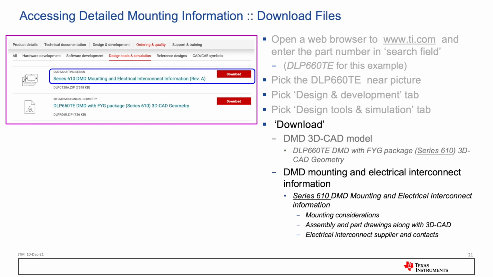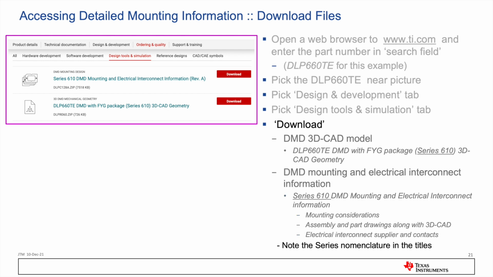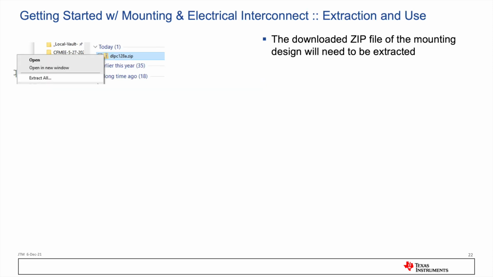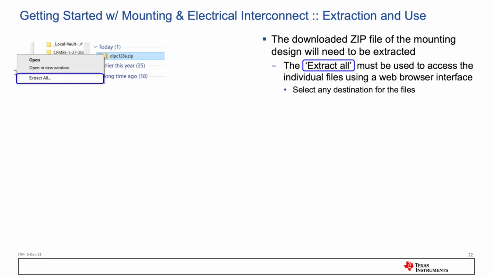The Mounting and Electrical Interconnect download is a zip file which includes mounting considerations, assembly and part drawings, 3D CAD files, and information on the electrical interconnect part and supplier. Note the series nomenclature in the titles. The downloaded zip file of the DMD mounting design will need to be extracted before use. Use the Extract All to gain access to the individual files using a web browser.